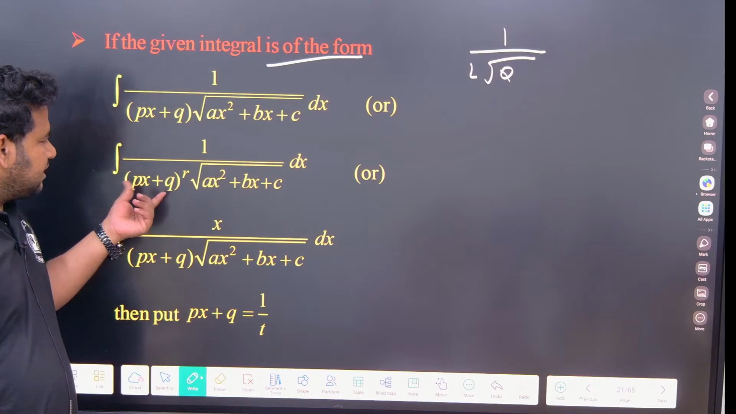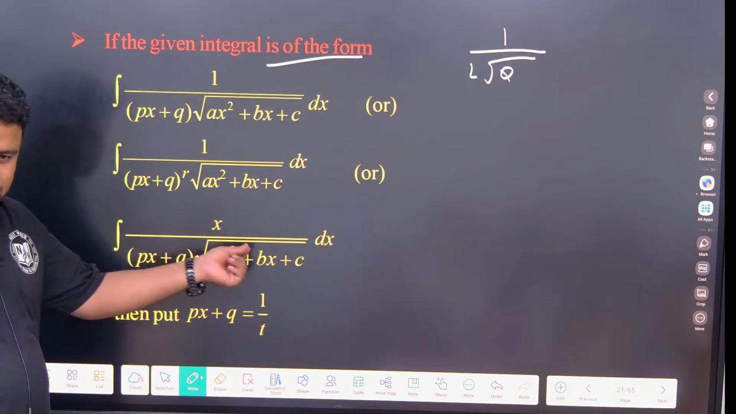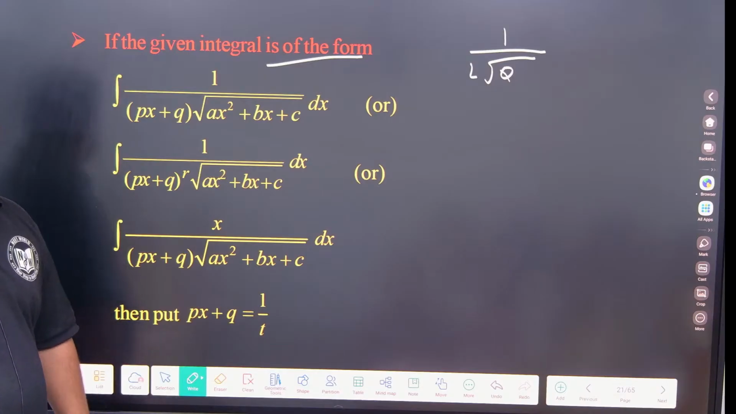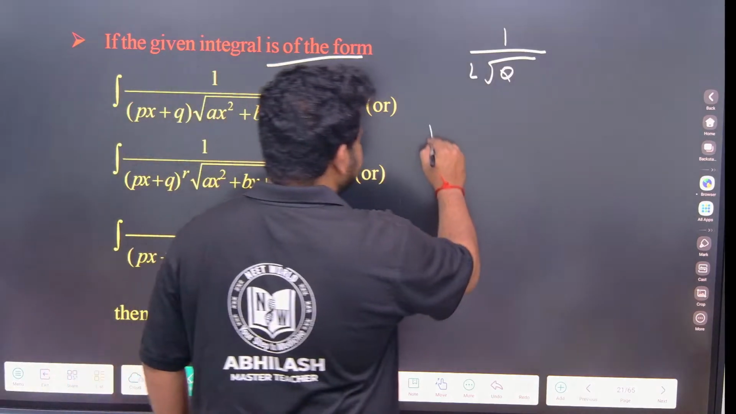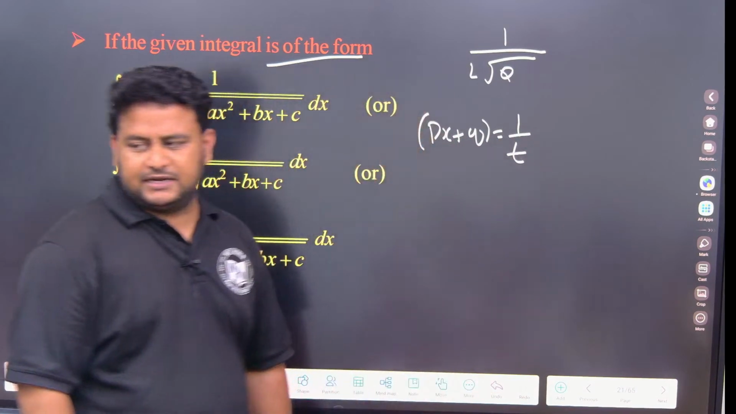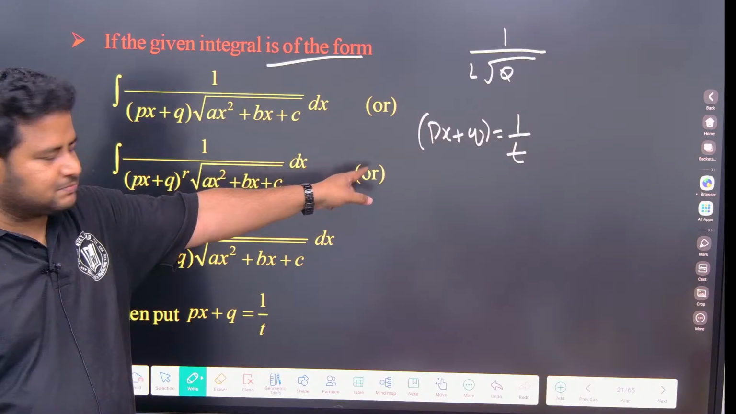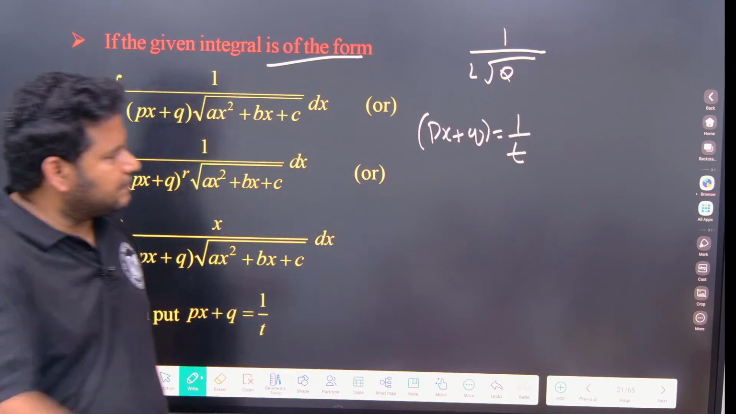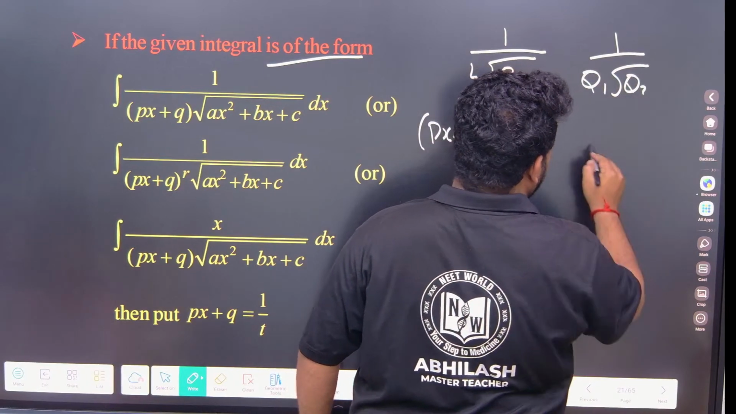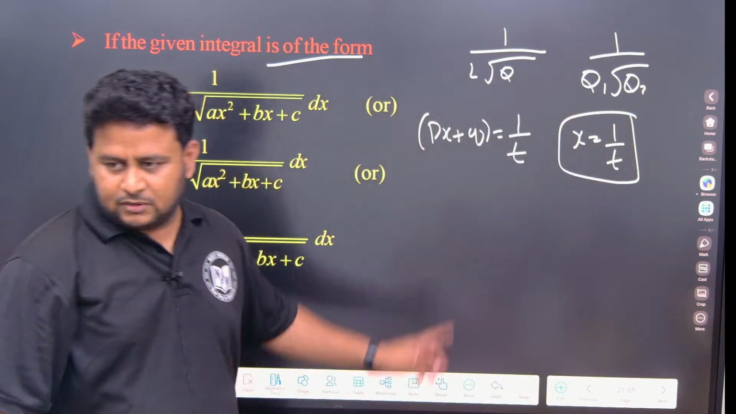When you are getting 1 by linear into quadratic, you should take px plus q is equal to 1 by t. Now suppose you are getting 1 by quadratic into square root of quadratic, at that time you should take x is equal to 1 by t.